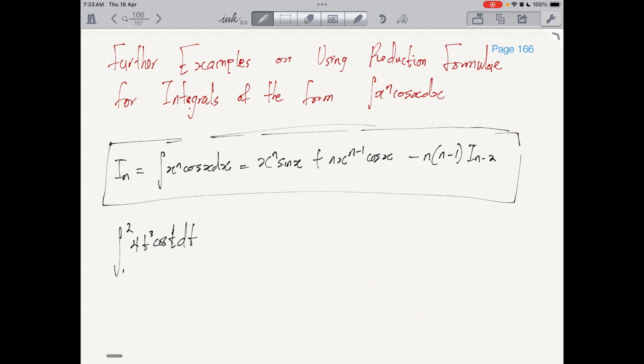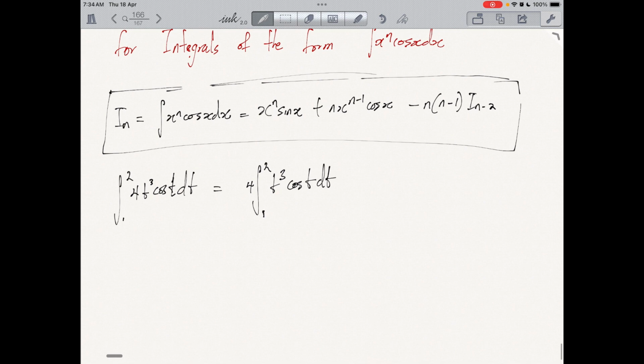Now we are given this question to evaluate the integral from lower limit 1 to upper limit 2 of 4t^3 cos t dt. Since 4 is a constant, it can be brought outside the integral sign. So this will give us 4 times the integral of t^3 cos t dt. Now since this is similar to x^n cos x, but this time the variable is just t, the first thing we are going to evaluate is the reduction formula for t^3 cos t with respect to t.